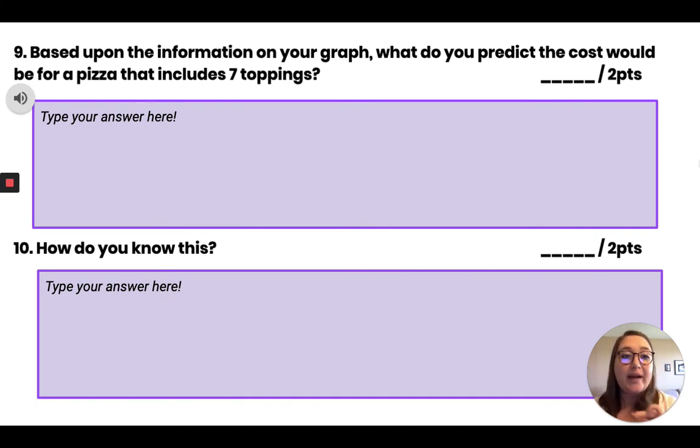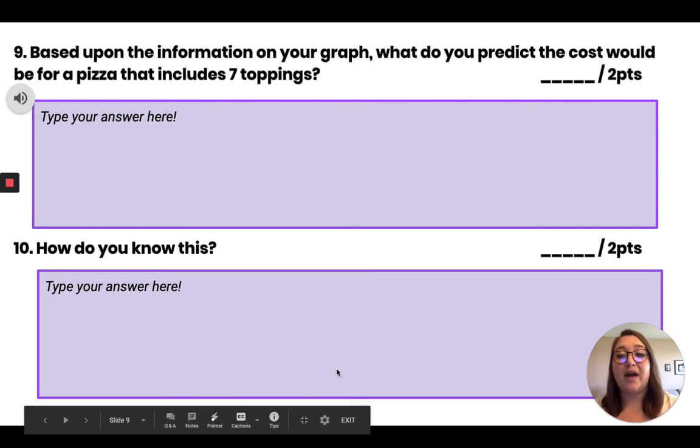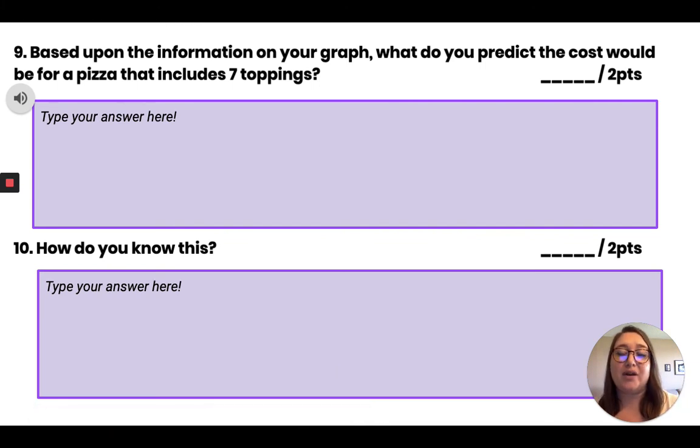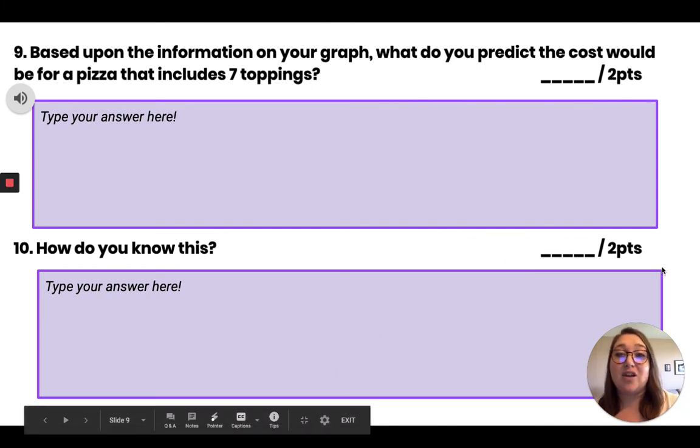You'll need to look back at your graph from the previous question, but this is a little bit of a reflection, and this is a really important part of showing that you can understand patterns related to graphs as well. So this is going to be an important part of your grade. So based upon the information of your graph, you're going to want to make a prediction on what the cost would be for a pizza that includes 7 toppings. And then on part 10, be sure that you really give an explanation for how you would know that or why you made that prediction. So make sure that you document your thinking with that.